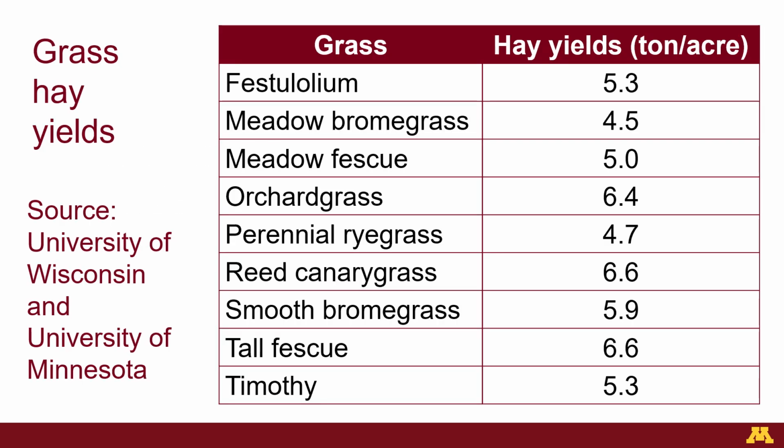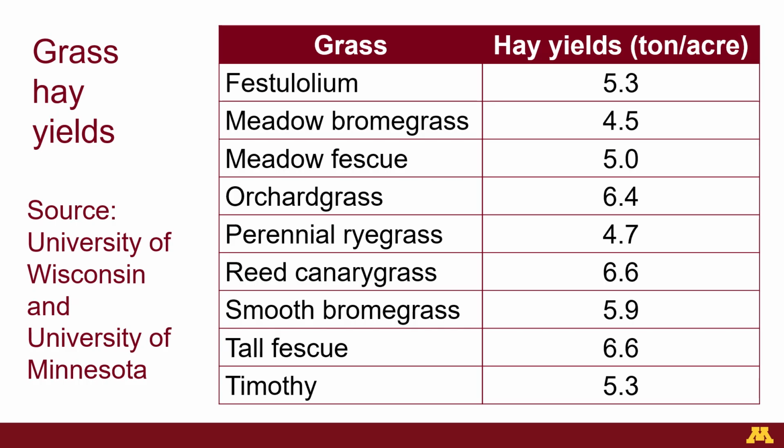Cool season grasses do not differ greatly in hay yields under ideal growing conditions and with nitrogen fertilization. In this table of 10 different forage grasses, we show examples of hay yield in tons per acre. Festuloleum is 5.3 tons per acre. Meadow bromegrass is 4.5 tons per acre. Meadow fescue is 5 tons per acre. Orchard grass is 6.4 tons per acre.